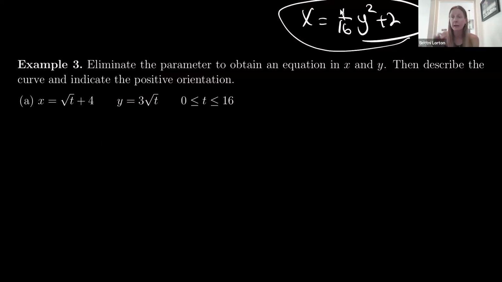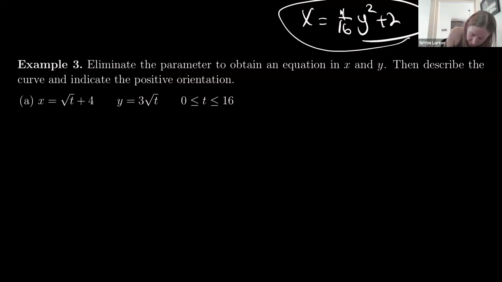Solve for t and plug it into the other is the general idea for eliminating the parameter. However, you really just need to eliminate the parameter. You don't actually need to solve for t. You just oftentimes end up solving for t sort of by accident, right?